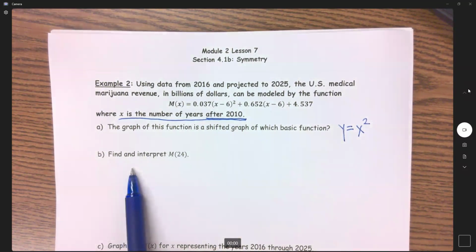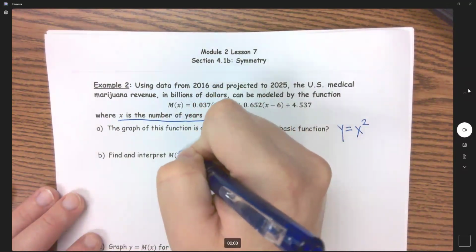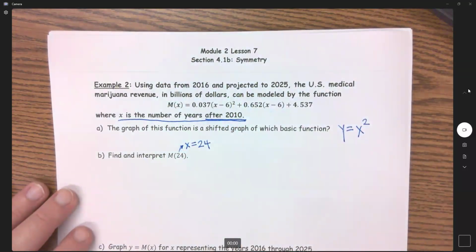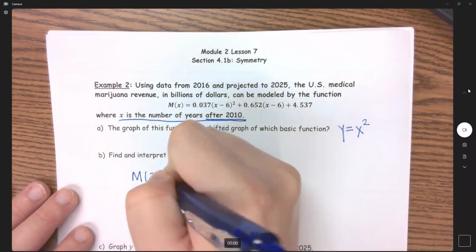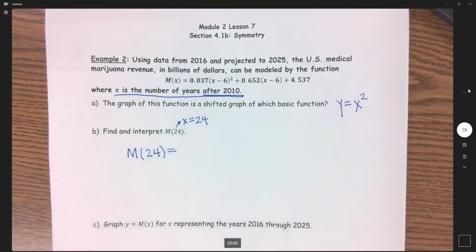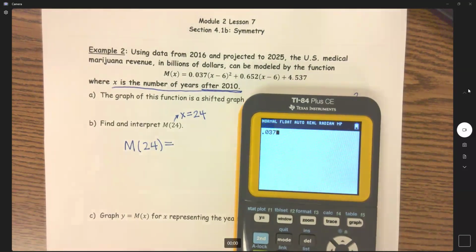So part B wants us to find and interpret m of 24. So this means that my x equals 24. And so rather than writing this entire thing out, we're just going to substitute this in our calculator. So probably would be a good thing to have out. Okay. So let's substitute in. Everywhere we see an x, we're going to put in a 24.